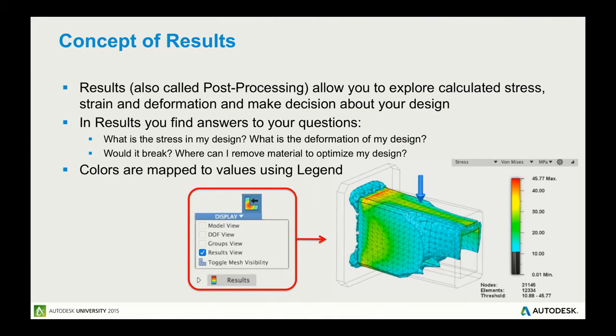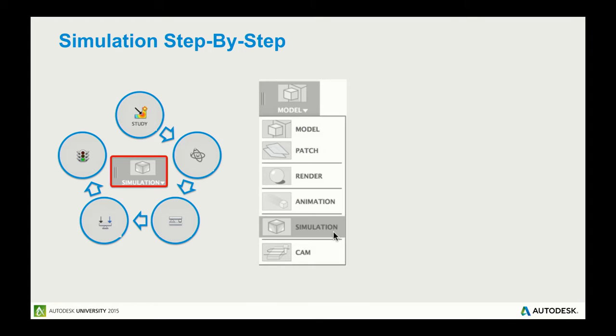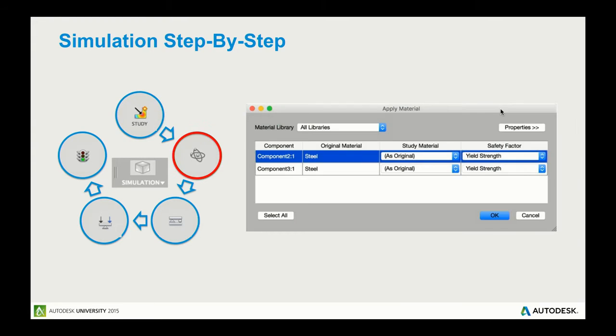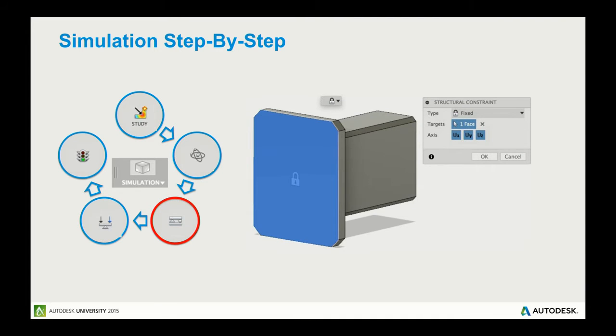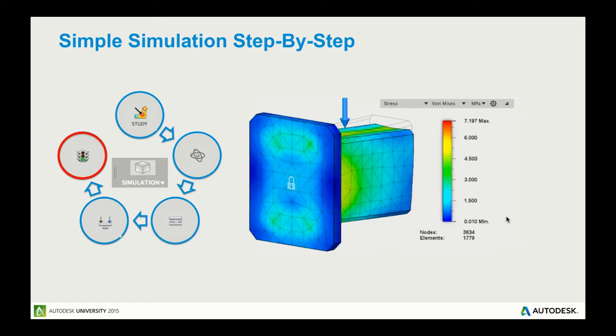So these things now click together into a very simple simulation, step by step. So you start with creating a simulation, then you create a study, you may review the materials, you set up your constraint, you put there a load, and then you will see the results. So this is a very basic workflow from beginning to end to do the simulation.